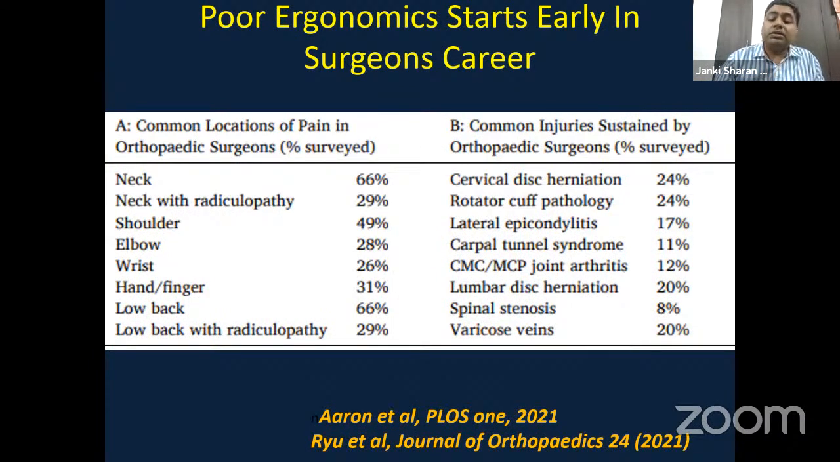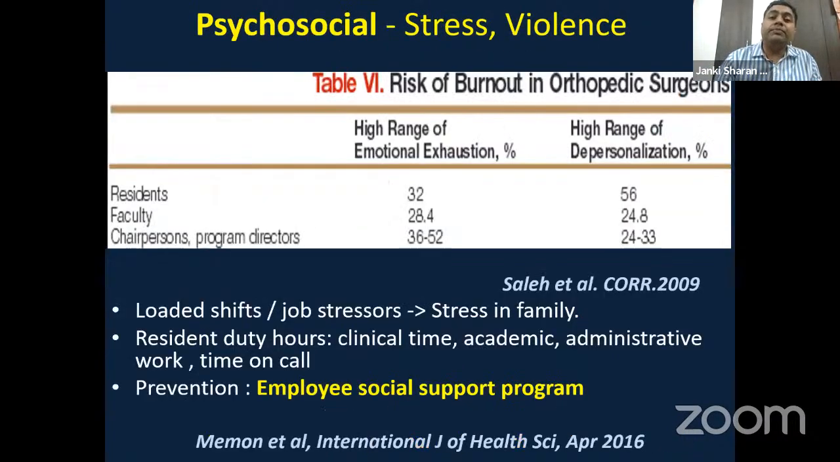What is more important is that poor ergonomics starts early in the surgeon's career. Among orthopedic surgeons, about 24% of us have cervical spine herniation, so neck pain is quite common. Other problems are in the shoulder, elbow, hand, and low backache. So if you follow ergonomic principles, you'll have fewer problems.